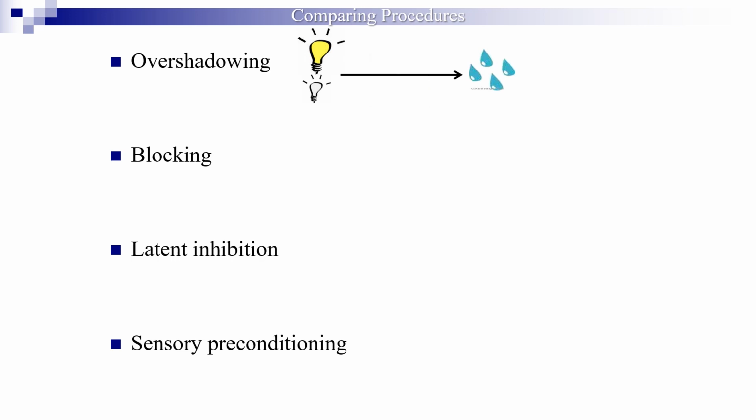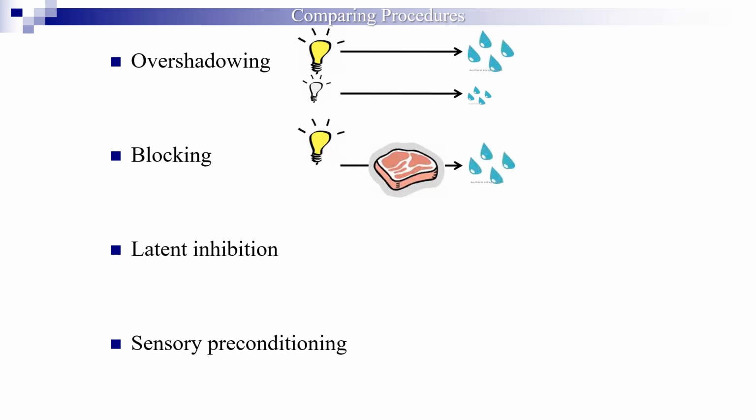And then the individual components of the compound are tested by themselves. What we find is that one might yield a lot of conditioned responding, while the other one doesn't yield as much conditioned responding. So what we say in that case is that the one that's getting more conditioned responding is overshadowing the other component of the compound.